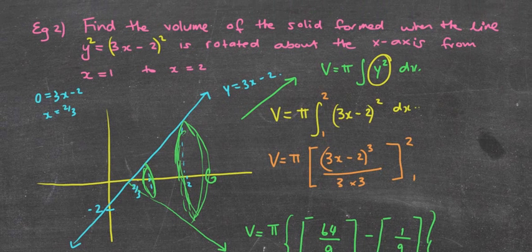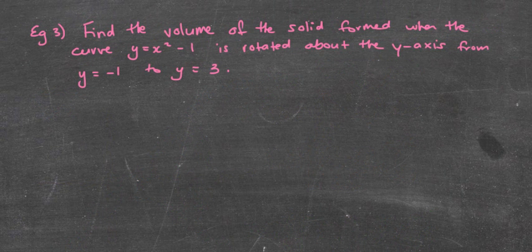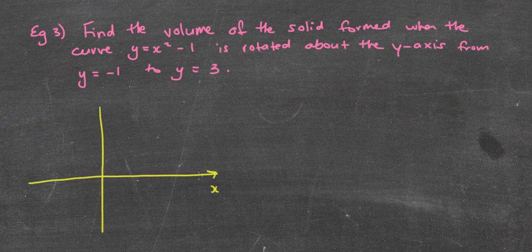Okay. Not particularly easy, is it? It does get easier though as you go through more questions. Okay, let's do a y-axis one. Find the volume of a solid formed when the curve y equals x squared minus 1 is rotated about the y-axis this time. Okay, so let's see what the differences are when we do this diagram.